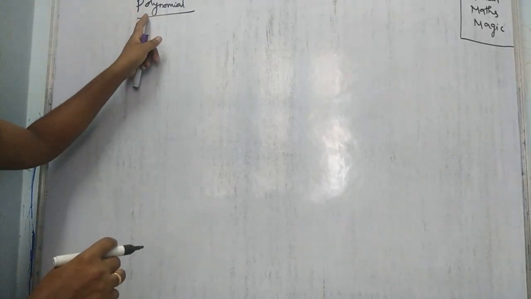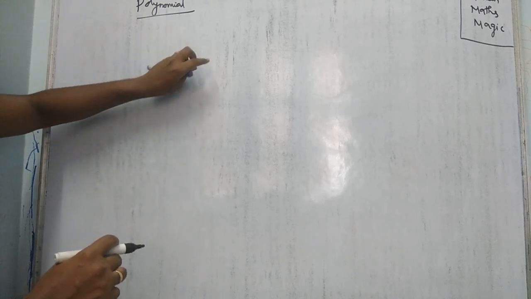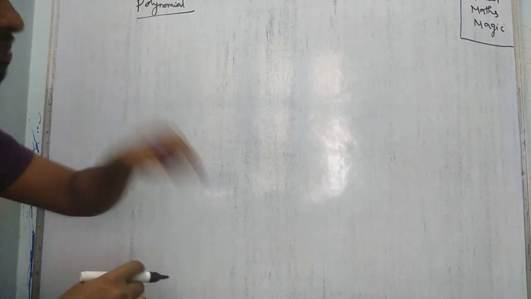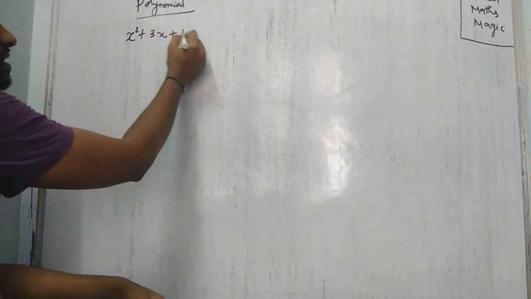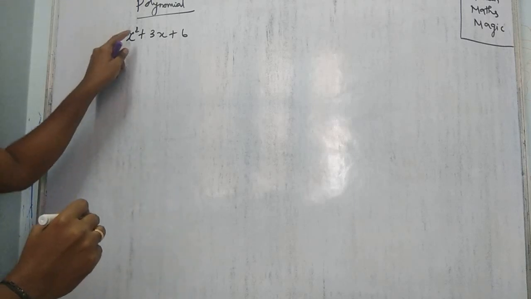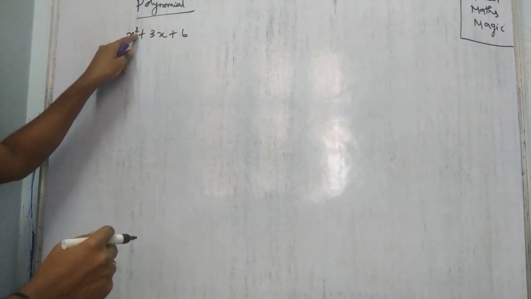But usually the meaning of a polynomial: poly means many, nomial means term, many terms. Even if the expression contains only one term, it is said to be a polynomial. So x square plus 3x plus 6 is a polynomial with degree 2. What is meant by degree? The highest power of x is said to be the degree.